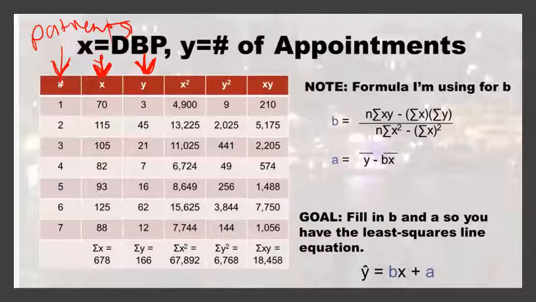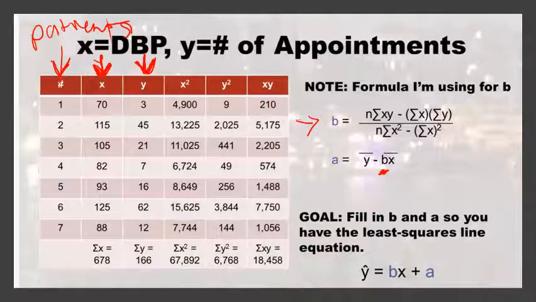Okay, so these are the formulas that you're going to be using to calculate, really, the entire least squares line equation. What you want to do is look for B first. You have to find B before you can find A because you need to put B into that equation in order to find A.